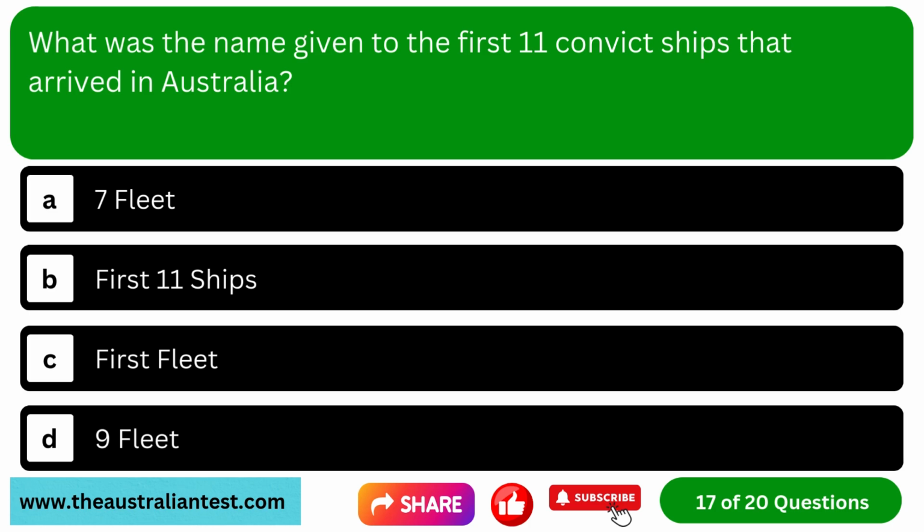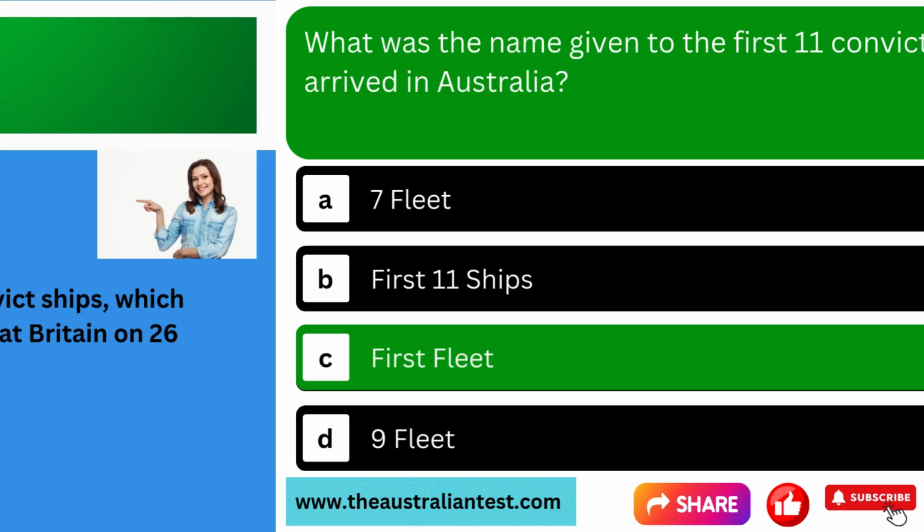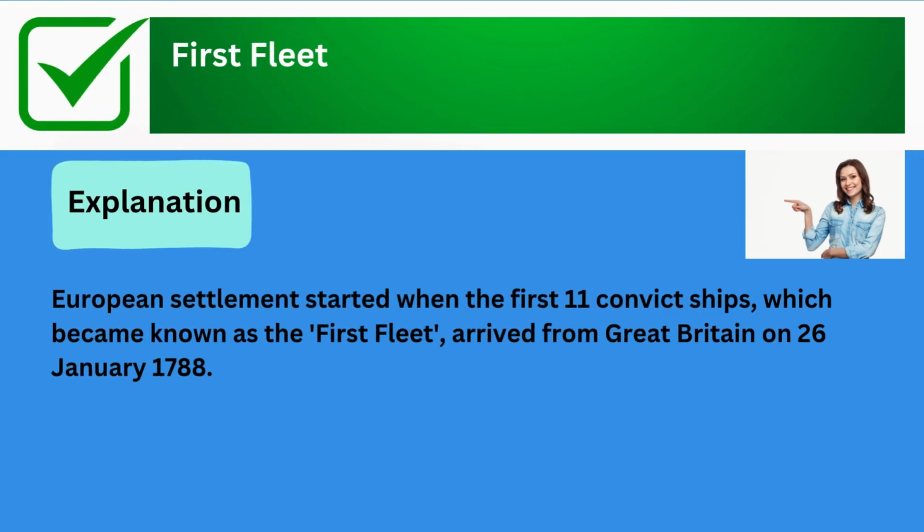Question 17. What was the name given to the first 11 convict ships that arrived in Australia? Option A, 7 Fleet. Option B, First 11 Ships. Option C, First Fleet. Option D, 9 Fleet. The correct answer is First Fleet. Explanation: European settlement started when the first 11 convict ships, which became known as the First Fleet, arrived from Great Britain on 26 January 1788.